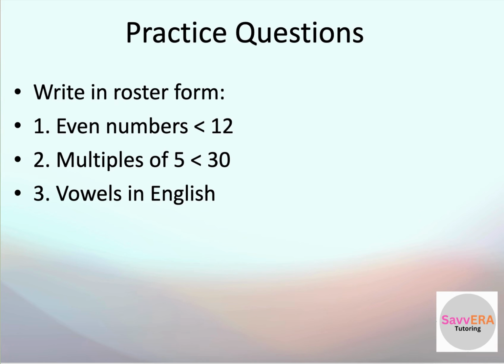And here are some practice questions that we are told to write in roster form. So remember, roster form is listing. Number 1 says even numbers less than 12. Number 2 is multiples of 5 less than 30. And number 3 is vowels in English. So I'm going to give you some time to write those answers. You can pause the video and then we'll go over the answers.